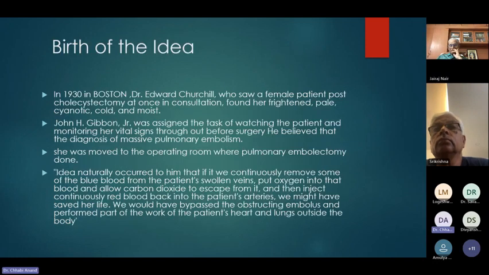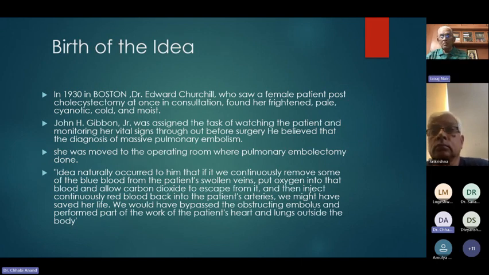Now, the birth of the idea of CPB. In 1930 in Boston, Dr. Edward Churchill saw a female patient post cholecystectomy in a consultation and found her frightened, pale, cyanotic, cold, and moist. So John H. Gibbon Jr. was assigned the task of watching the patient and monitoring her vital signs throughout before surgery. He believed the diagnosis was massive pulmonary embolism. She was moved to the operating room where pulmonary embolectomy was done.